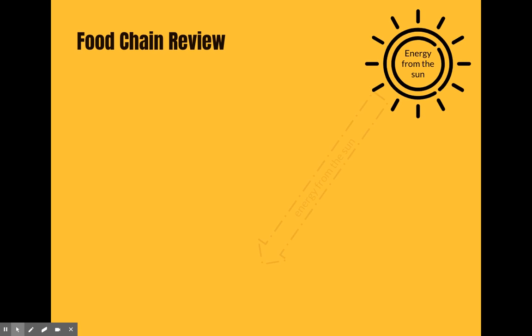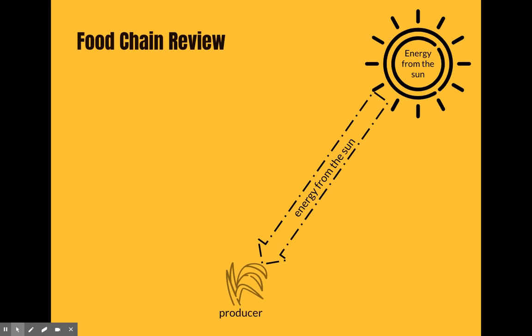Now let's review what we've learned about the food chain. First of all, it all starts with energy from the sun. Energy from the sun radiates down onto plants and they soak it up and they love it, and they convert that energy from the sun into energy that can be used by the rest of the ecosystem. So, they produce usable energy from the sun.